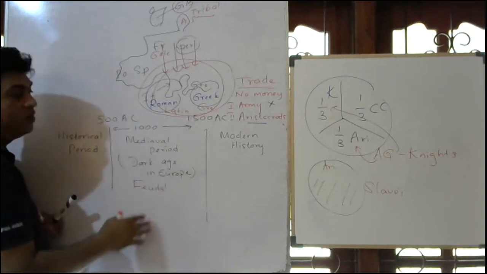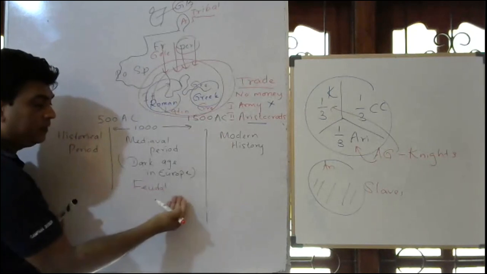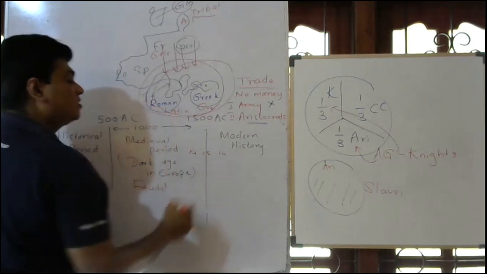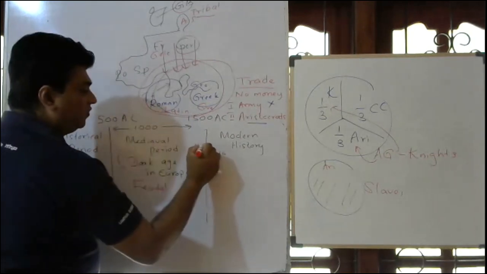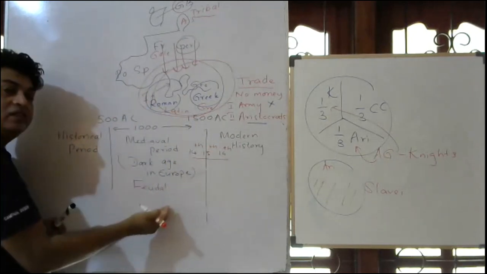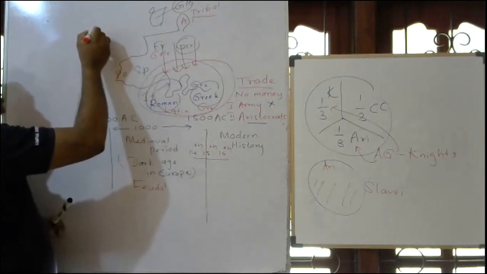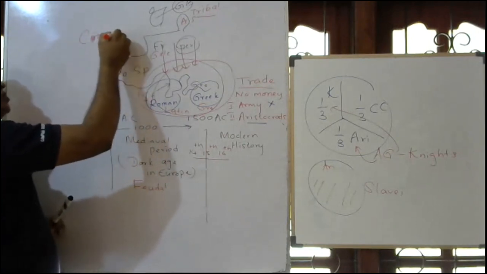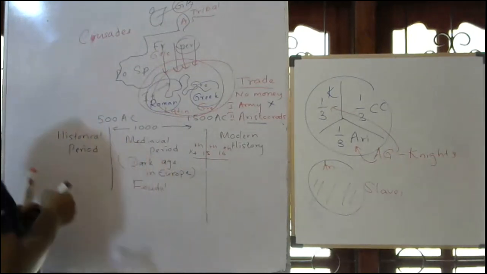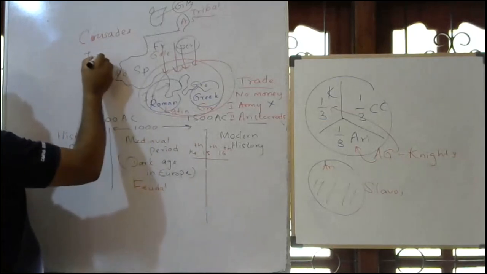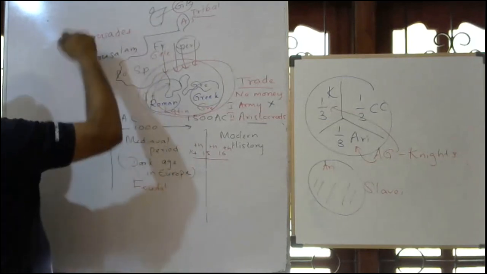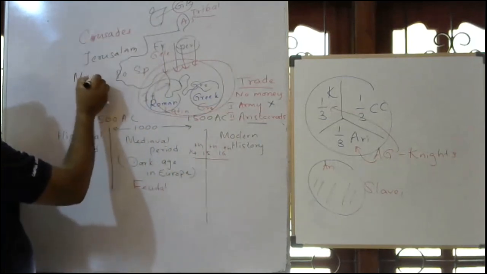However, at the end of the feudal period, the Renaissance came, in the 14th, 15th and 16th centuries. Then what happened to the feudal system? The main reason was the crusades. So what were the crusades? The crusades were a series of wars between Muslims and Christians. Why were the crusades there? To liberate Jerusalem.